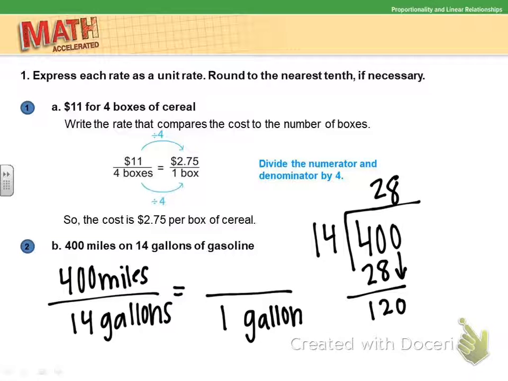All right, so 14 times 8 is what? I want everybody to get it. 112. Good. All right, what's 120 minus 112? 8. Okay. All right, now I have a decimal, right? And I got to bring down another 0. How many times will 14 go into 80?